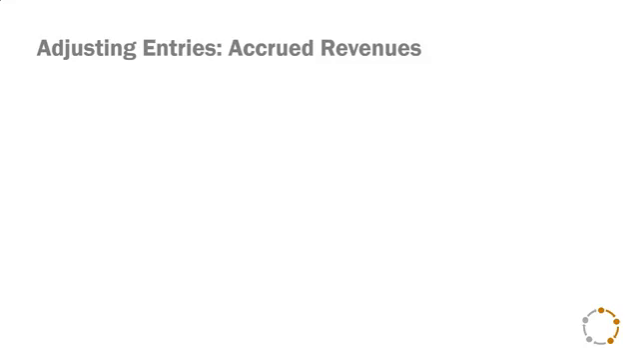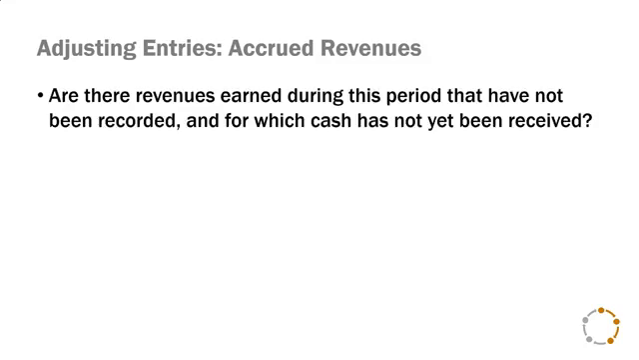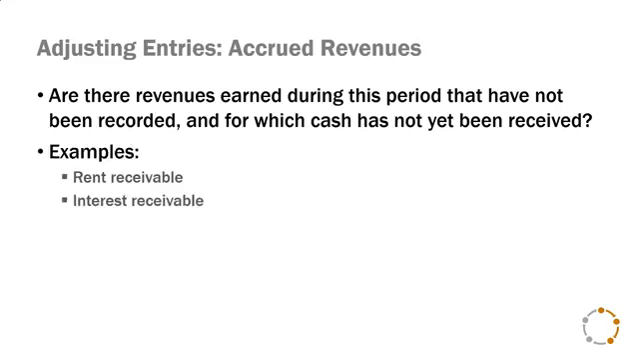Now let's think about accrued revenues. Here, we're looking for revenues earned during this period that have not yet been recorded and for which cash has not yet been received. What are some examples? One example is rent that the company has earned from a tenant during this period, but that the tenant will pay the following period. Another example is interest earned on the company's bank account during this period that the bank will deposit in the account in the following period. With each of these, the company has earned the right to record the revenue from the rent or the interest, even though it hasn't yet received anything in cash.